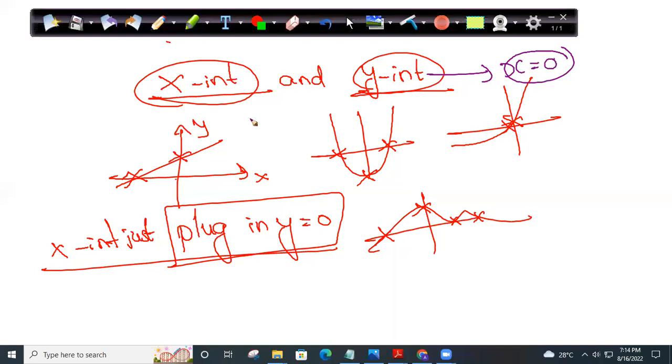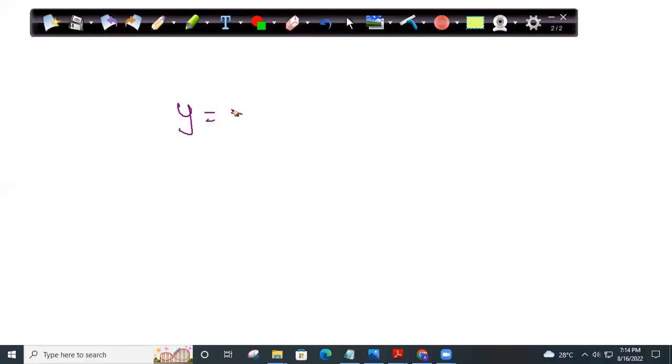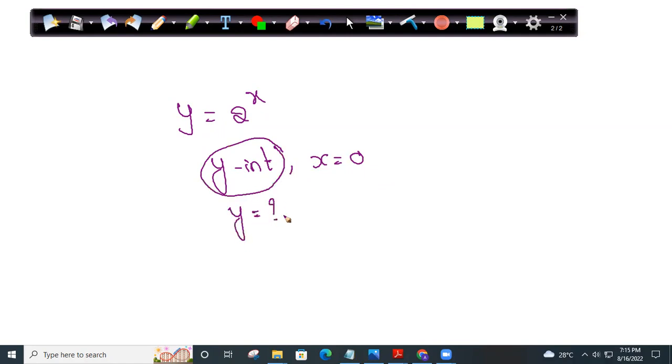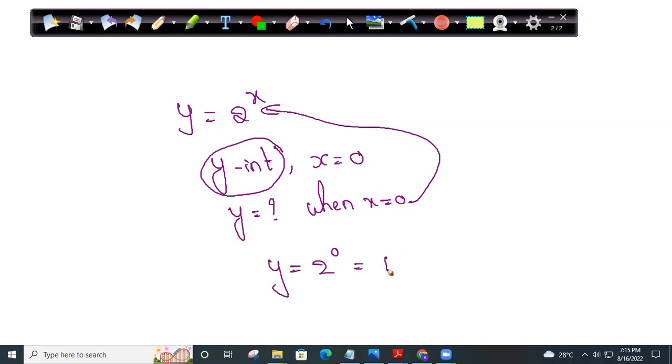So the first terminology is x-intercept and y-intercept. Suppose I have a function like y is equal to 2 power x, and I ask you what is the y-intercept. You will plug in x is equal to 0 in the function, because I clearly told you the meaning of y-intercept: the value of y when x is equal to 0. So y is equal to 2 power 0, and 2 power 0 is 1. So 0 comma 1 is your answer.